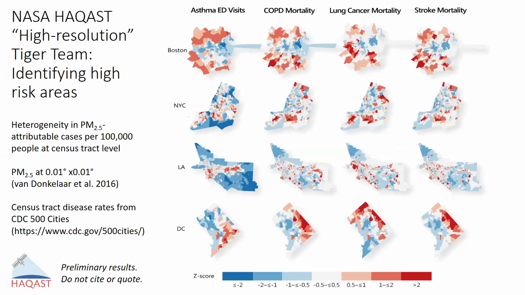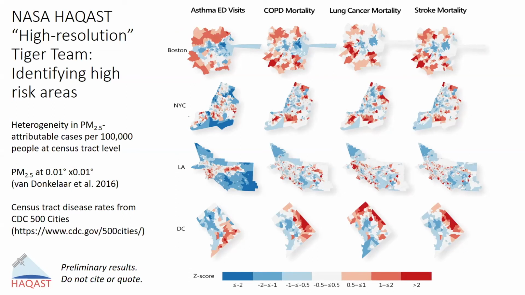The results that I've shown thus far are looking at the total air pollution related mortality across entire cities, and it doesn't show us what's going on within the city. So the HACAST high resolution Tiger team developed new data sets using satellite observations of aerosol optical depth to understand the differential exposure of PM 2.5 within individual cities.